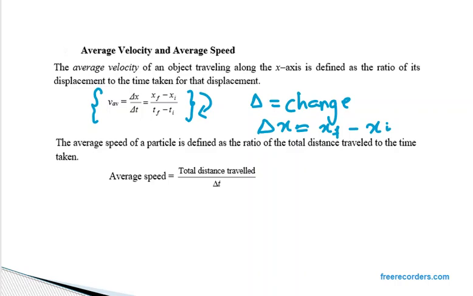Now the second most important is average speed. Average speed of a particle is the ratio of total distance traveled to the total time taken, as you have already read in your last classes. Del t again represents tf minus ti.